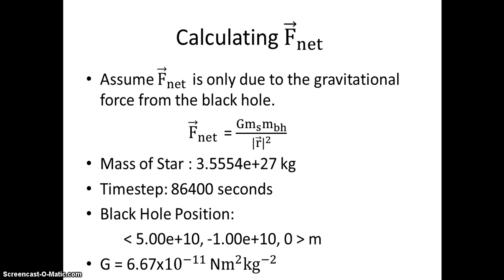The mass of the star was given to be 3.5554 times 10 to the 27 kilograms, and the position of the black hole was given by the position vector 5 times 10 to the 10, negative 1 times 10 to the 10, 0 meters. This position can be subtracted from the star's position at each time interval to find their distance, which is used to calculate the net force. Big G is a constant equal to 6.67 times 10 to the negative 11 newtons times meter squared over kilogram squared.